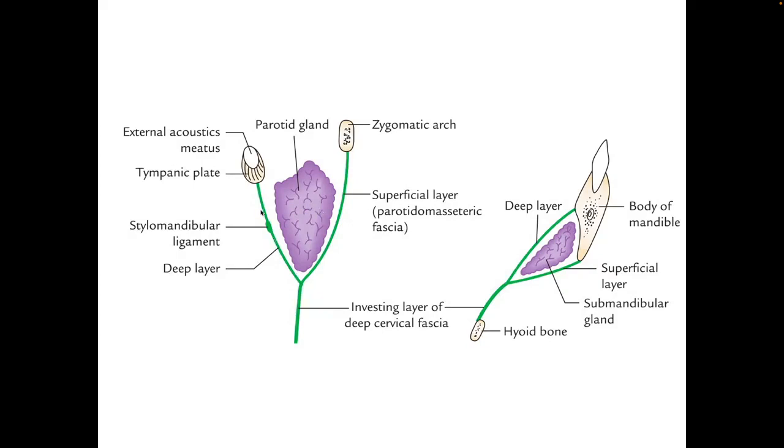The posterior layer of the fascia goes to the styloid process and forms the stylomandibular ligament. Okay, so we now saw how it is enclosing two glands. It also forms facial slings of two muscles, omohyoid and digastric. Both muscles have two heads, and their facial slings are also formed by the investing layer of deep cervical fascia.